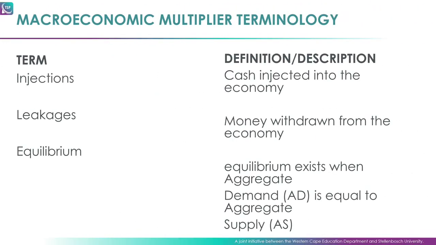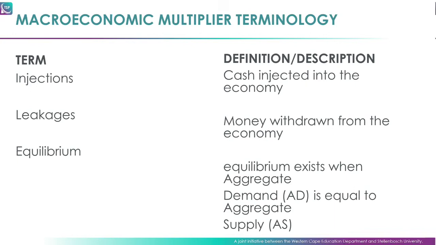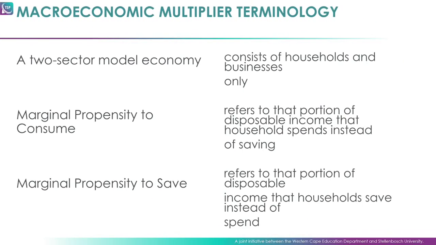Right, so equilibrium, as we all know, exists when aggregate demand is equal to aggregate supply. So even when we're looking at what's happening within the economy, we look at where our injections and our leakages come together. So we work with a two-sector model economy, and when we talk about the two-sector model, we're talking about households and businesses. There is no government involved.